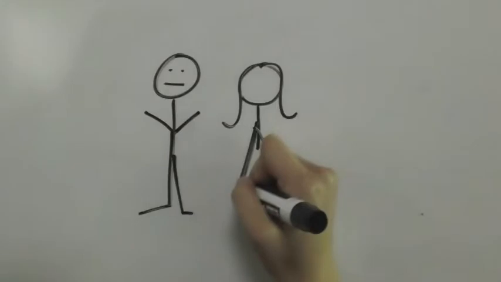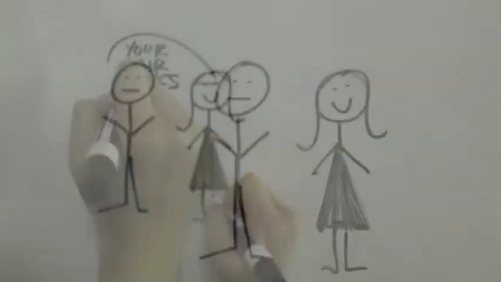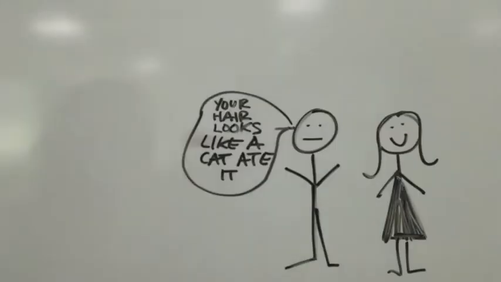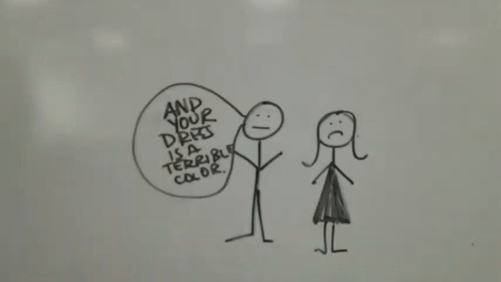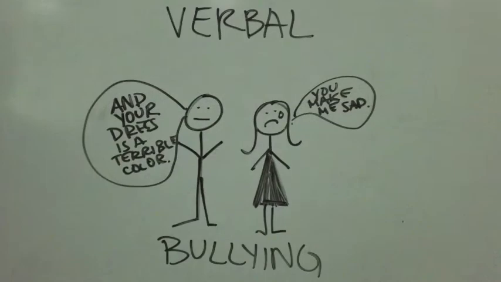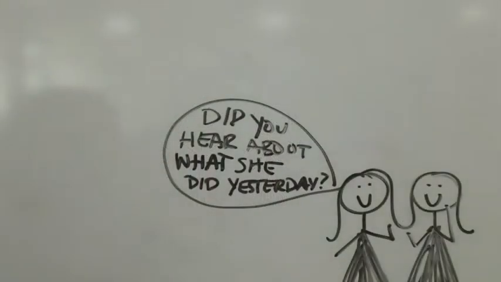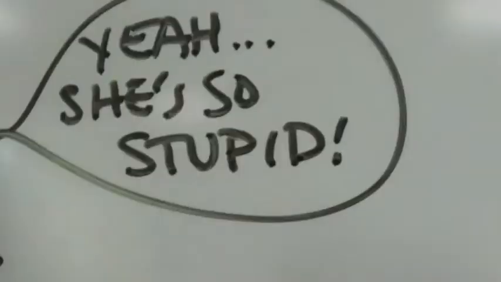It's name-calling, making offensive remarks or jokes about a person's religion, gender, ethnicity, socioeconomic status, or the way they look. For example, if there were a group of kids who made fun of another kid because he couldn't run as fast as everyone else, it would be an example of verbal bullying.